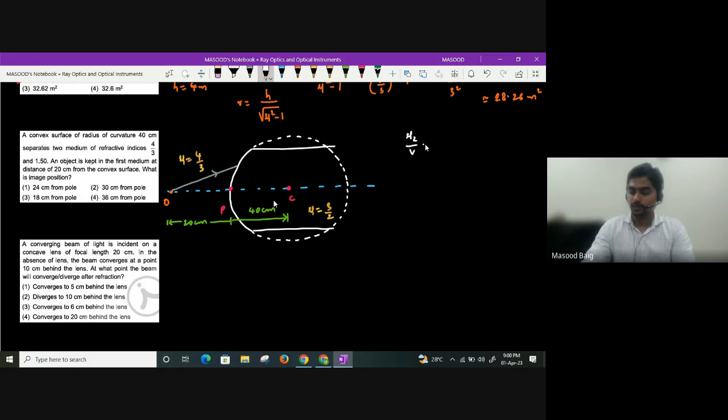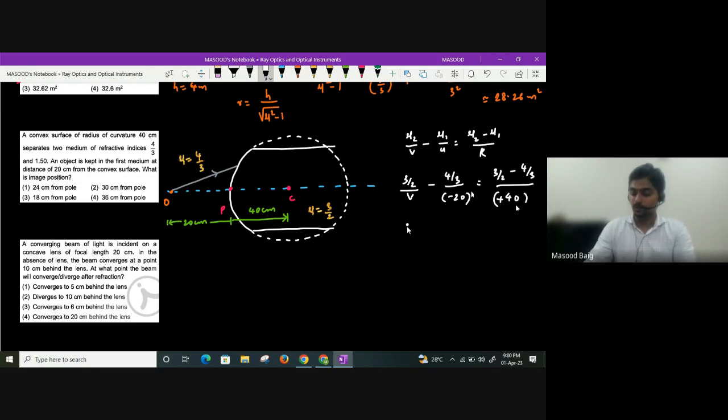Mu 2 by V minus mu 1 by U is equal to mu 2 minus mu 1 divided by R. What is the mu 2 value here? 3 by 2, whole divided by V. What is the mu 1 value? 4 by 3. What is the U value? Minus 20. Should be equal to 3 by 2 minus 4 by 3. What is the R value? Plus 40, guys. Sign conventions are really very important.